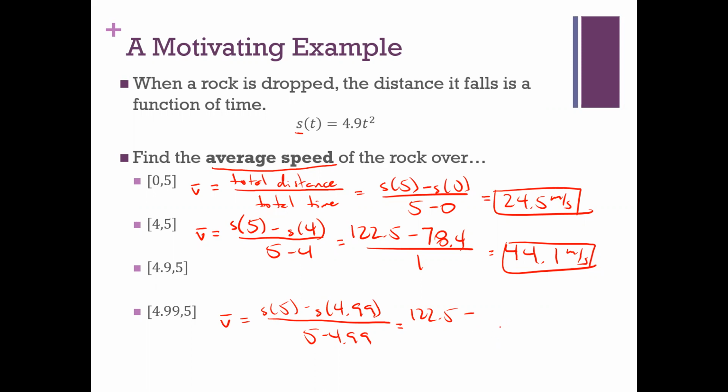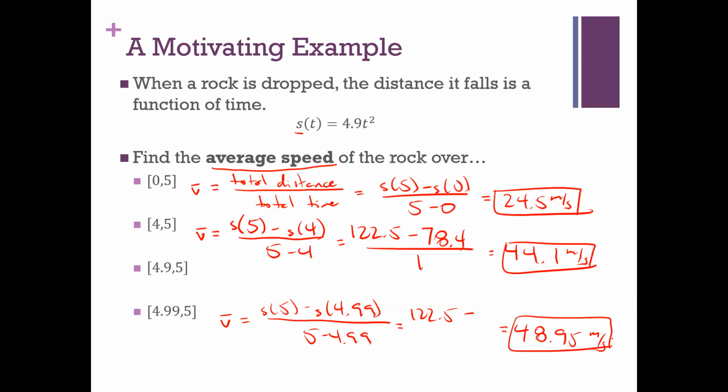All right, all told, I'm getting 48.95. But are any of these things the actual speed at 5 seconds? So what does this remind you of here? This interval right here is 5 seconds long. This is 1 second long, a tenth of a second, a hundredth of a second. What does this remind you of that we've kind of been doing the last couple of weeks?